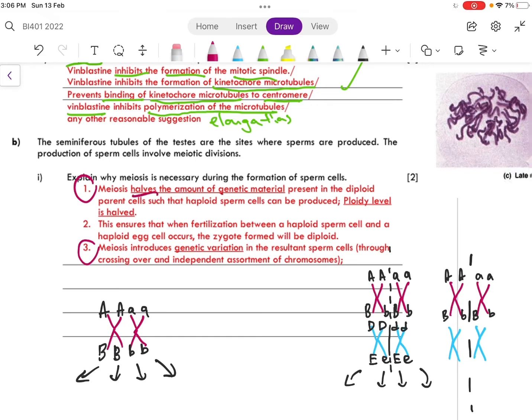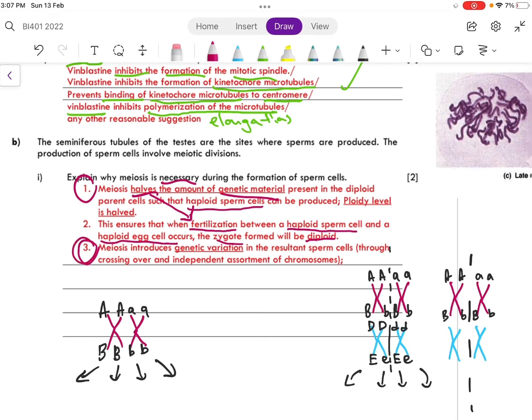Meiosis halves the amount of genetic material so that you get haploid sperm cells. Okay, why is this important? Many of us were able to say that it halves the amount of genetic material, but we don't explain why it is important, why it is necessary. It is necessary for fertilization, because at fertilization, a haploid sperm cell will fuse with a haploid egg cell, then you'll get a zygote that's diploid, right? So make that link to fertilization.